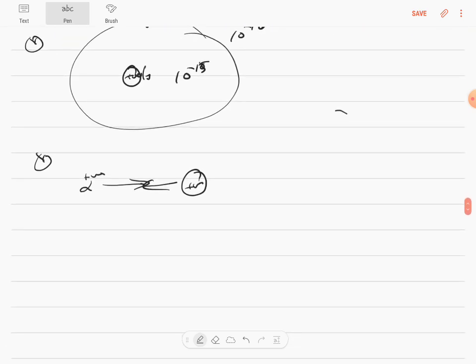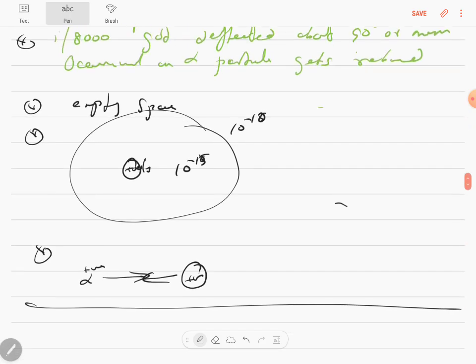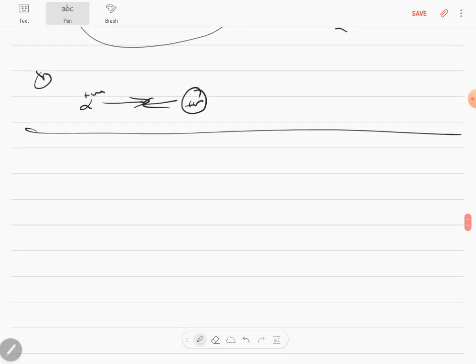Are you clear? And the most important point in this is why did he choose the gold foil? Because the gold foil is very thin. It's not thick. The thickness is 2.1 into 10 to the power minus 7 meters. This is the thickness of the gold foil. So what happens is when the gold foil is very thin, multiple scattering can be avoided.